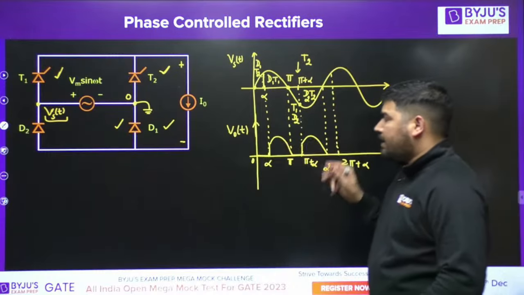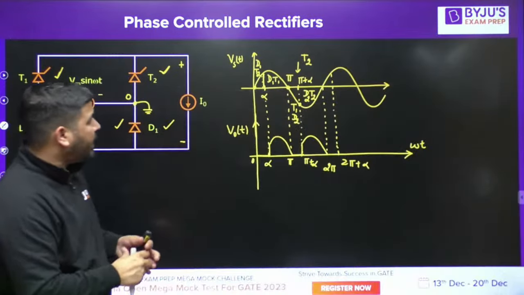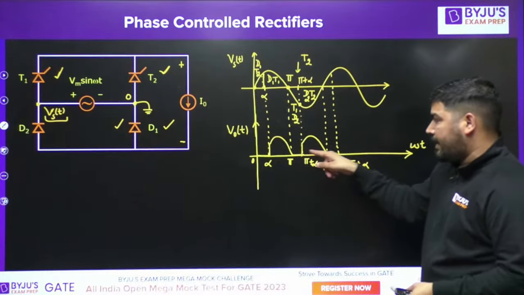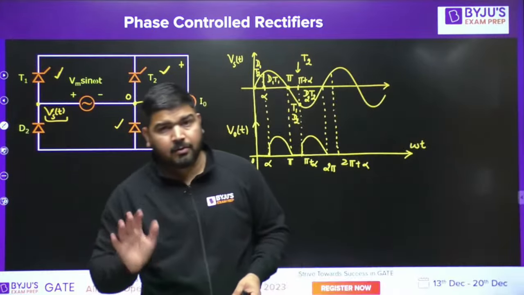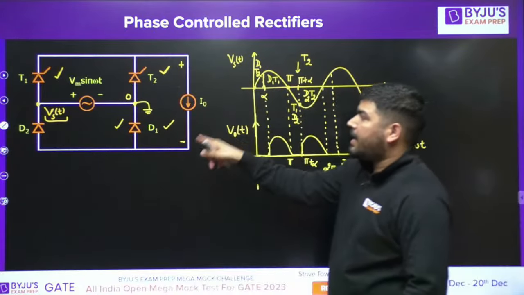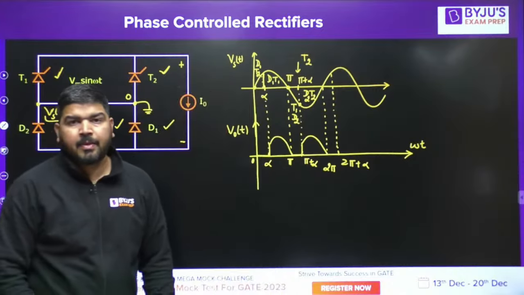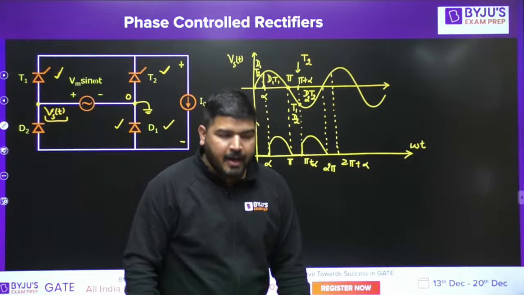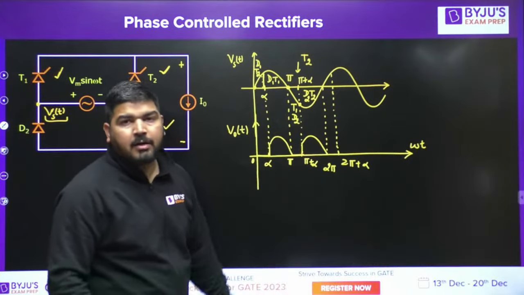Now you can calculate the average output voltage. Whenever there is a freewheeling action, remember output voltage will never be negative. Output voltage can never be negative since it has inbuilt freewheeling action. That's why output voltage can never be negative. Now this will be the output voltage.